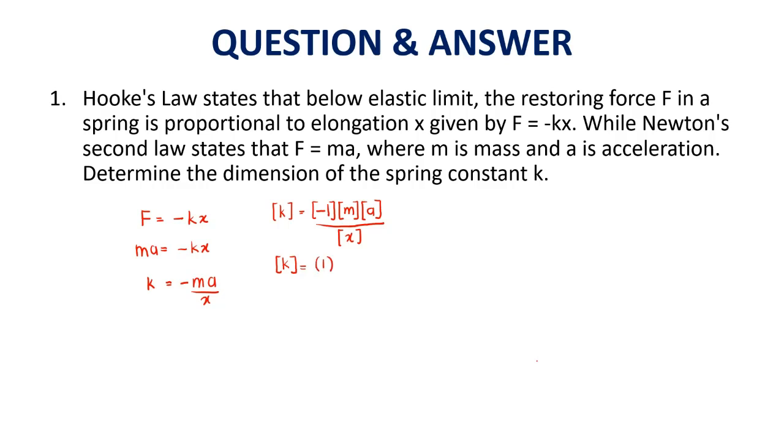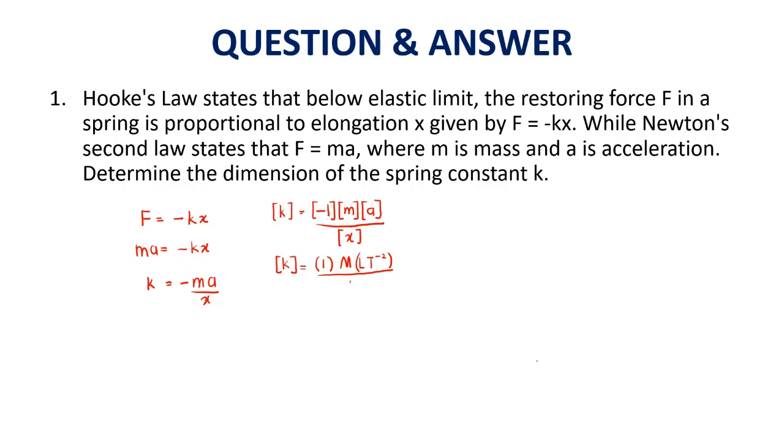And then m is mass. So the dimension for mass is M besar. So M besar is jawapan. Jangan letak square bracket anymore. Okay? And then a, acceleration. So letak LT negative 2. Ini pun jawapan. Jangan letak square bracket. If we have to, kita boleh letak curve bracket. Okay. And then divide by x.